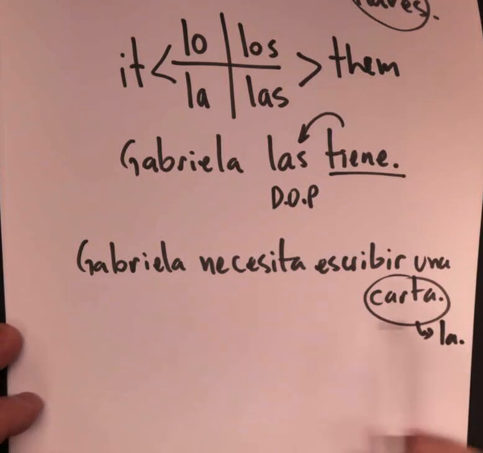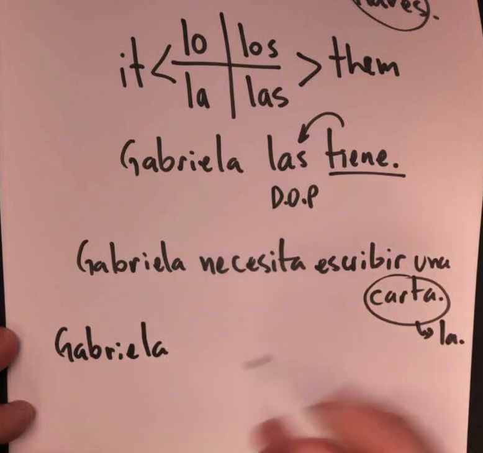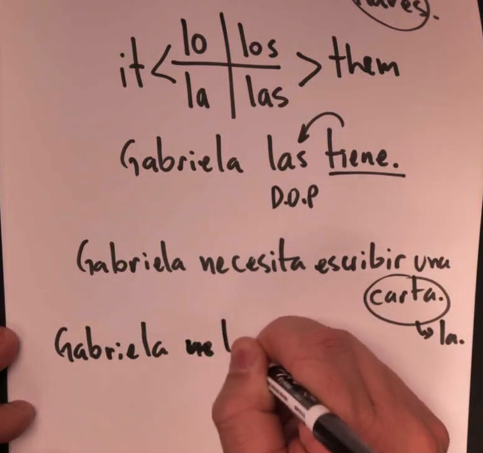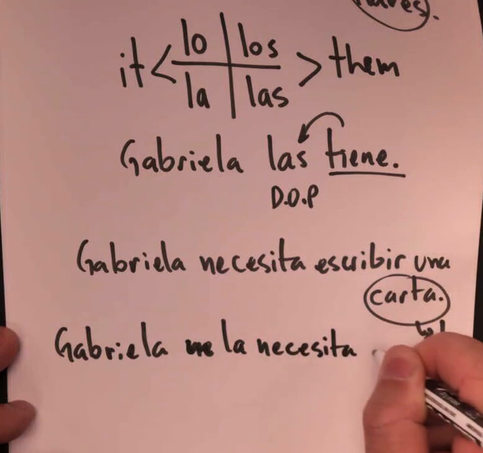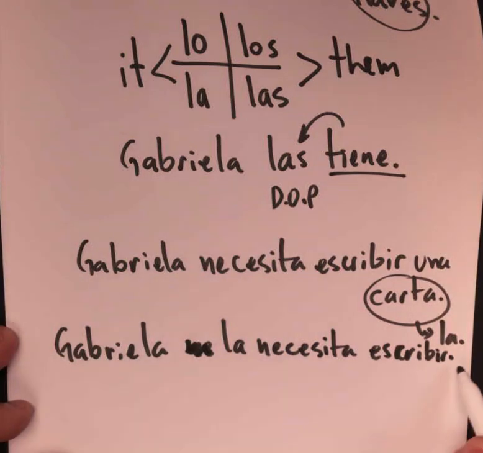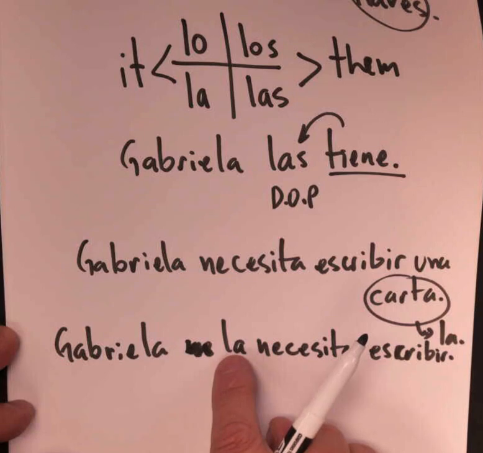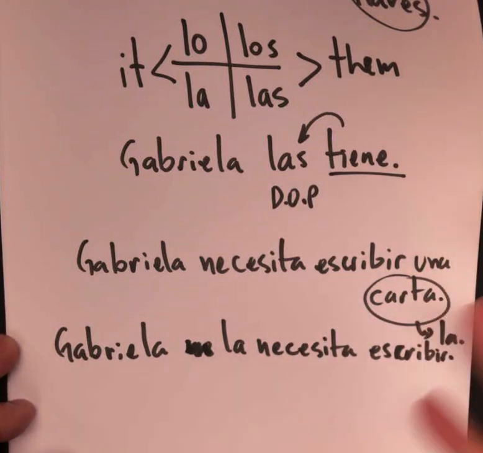And in this case, we can say Gabriela la necesita escribir. Gabriela la necesita escribir. Again, you don't repeat the word carta anymore because now la is being used for the word carta. We both know that la means carta.